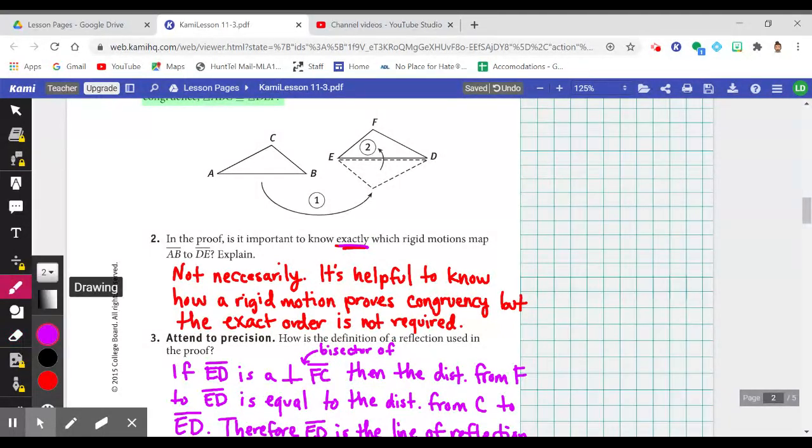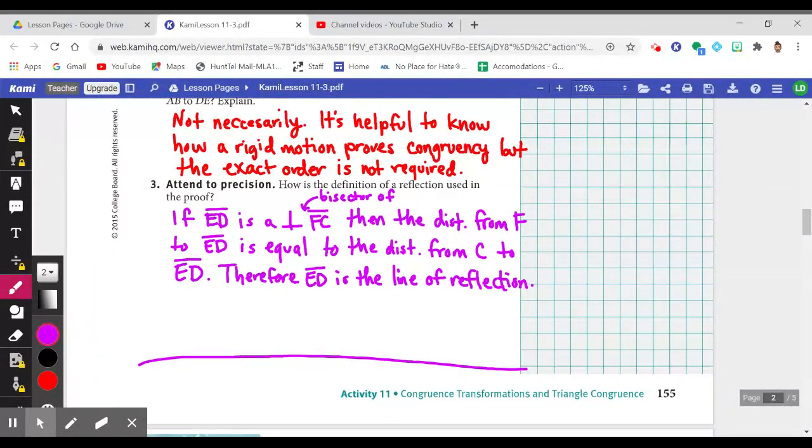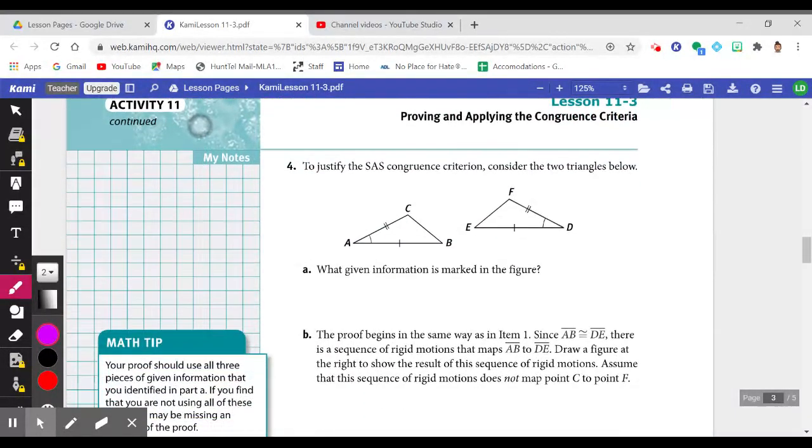So that's proving side, side, side. So we know the two triangles are congruent. Initially, we only knew that three pairs of corresponding sides were congruent. But now, taking the definition of congruency using a series of rigid motions, we know that side, side, side is enough information, enough criteria, to prove two triangles congruent. Now let's press on to our next criterion.